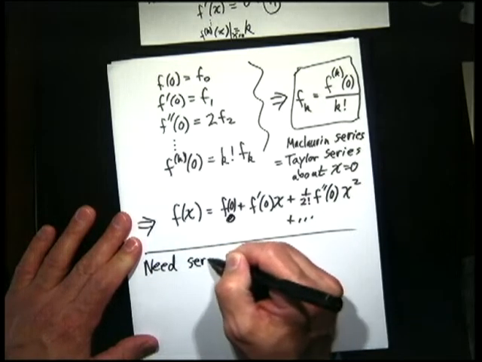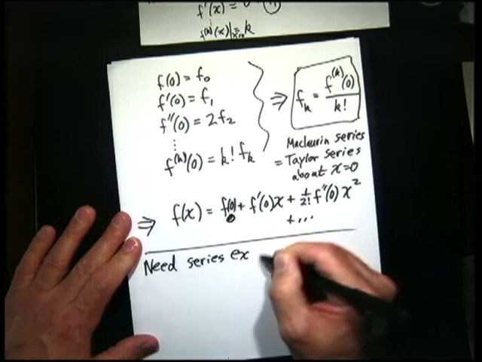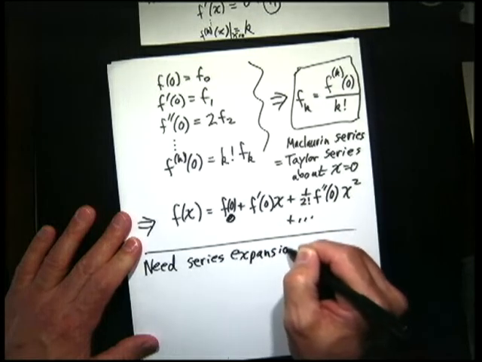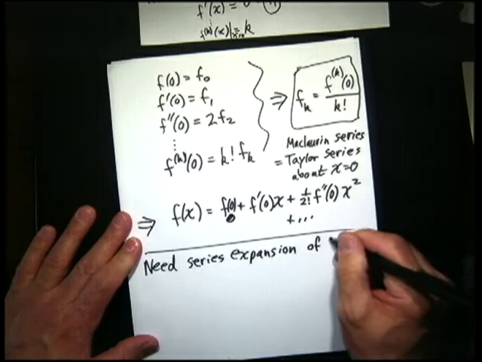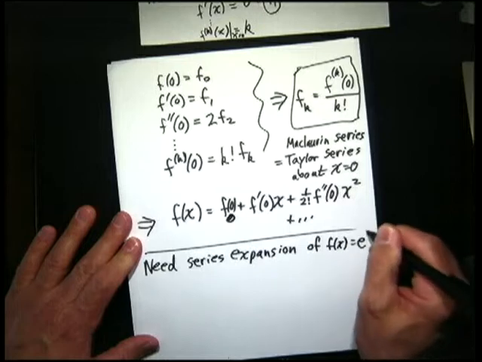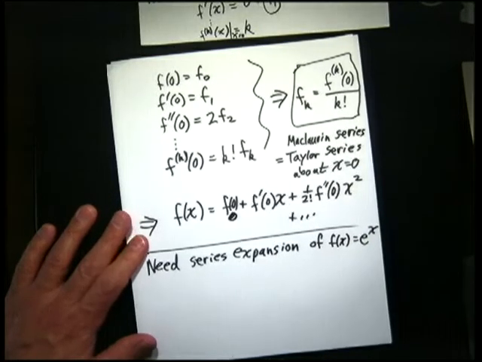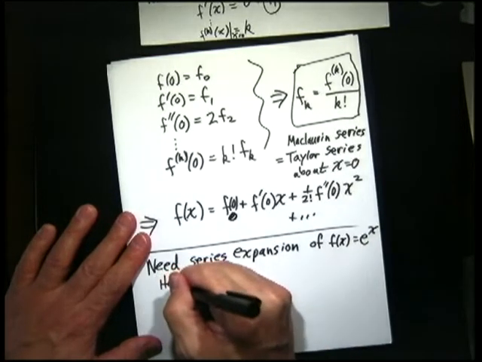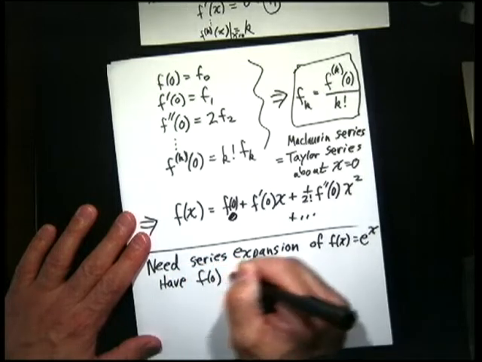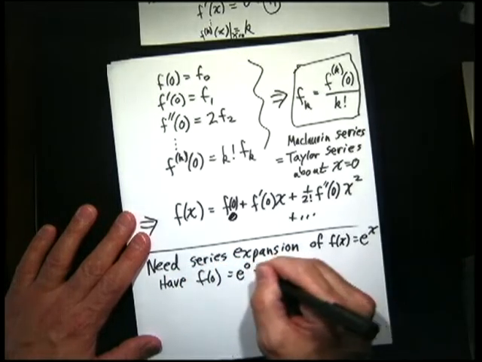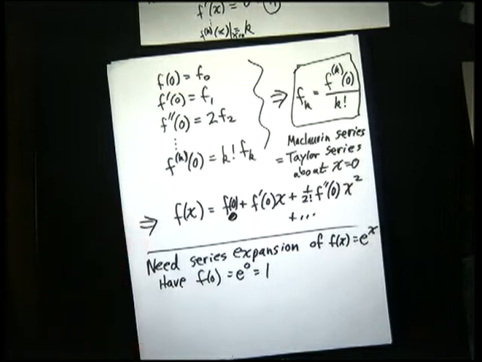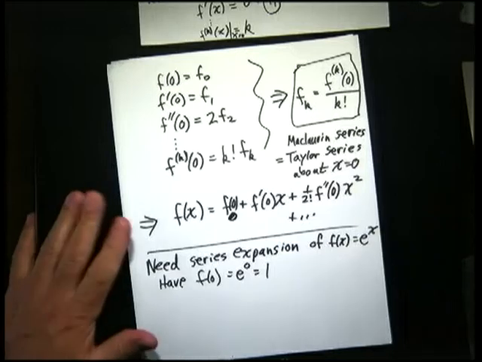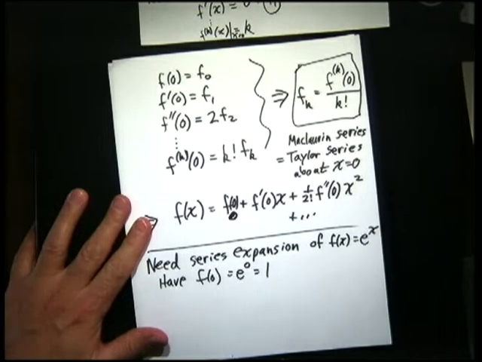So we need the series expansion of f of x equals e to the x. All right. Now, we have f of 0. That's easy, right? Because f of 0 is just e to the 0, which is 1. e is some real number. We're going to make it be greater than 0. It's a real number greater than 0. And that means that e to the 0 will definitely be 1.